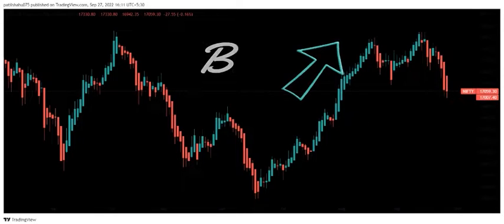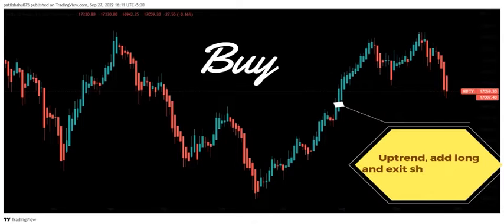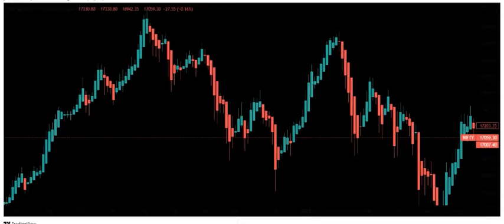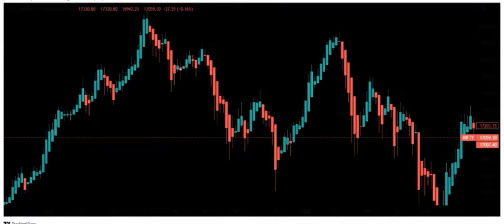Let your profits ride. Hollow or green candles signify an uptrend. You might want to add to your long position and exit short positions. Candles with a small body surrounded by upper and lower shadows indicate a trend change. Risk-loving traders might buy or sell here, while others will wait for confirmation before going long or short.